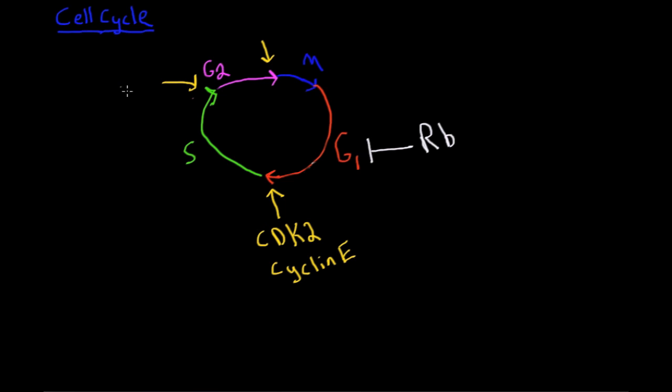And over here, between S and G2, it's actually cyclin-dependent kinase 2 again, so it's CDK2 again. But instead of cyclin E, it's going to be cyclin A, so I'm just going to abbreviate CYCA. Then finally, up here between G2 and M, there is just one CDK, CDK1, but there's actually two different cyclins that can act here. So there's cyclin A or cyclin B.